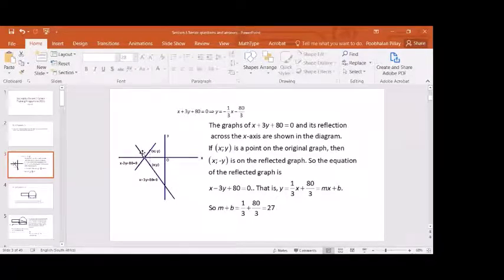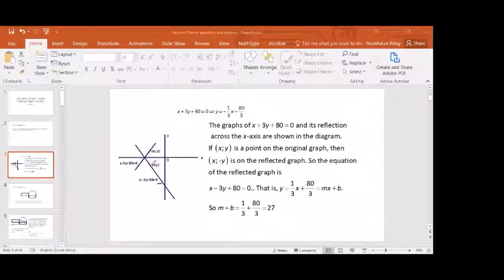Sorry about this. So the question says y equals mx plus b is a reflection of the line x plus 3y plus 80 equals 0. We've drawn this line. This is x plus 3y plus 80 equals 0, as you can see. And this line here is reflected across the x-axis. You can see the x-axis, right?